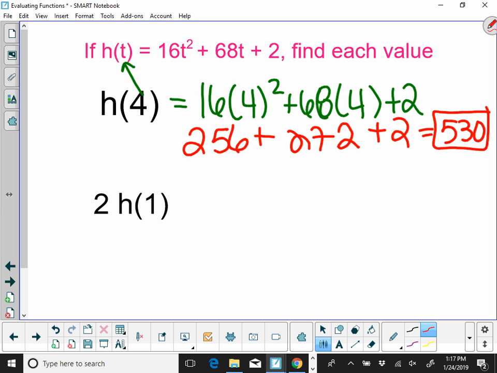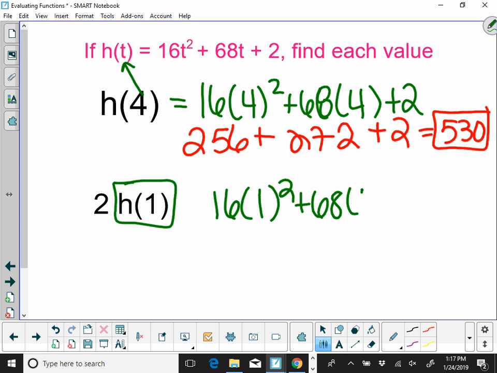Okay, all right, now, for the next one here, I told you the first thing you're going to always do is your h over your f over your g over whatever. So we're going to start right here with h of 1. So that's where I want you to start. 16 times 1 squared plus 68 times 1 plus 2.